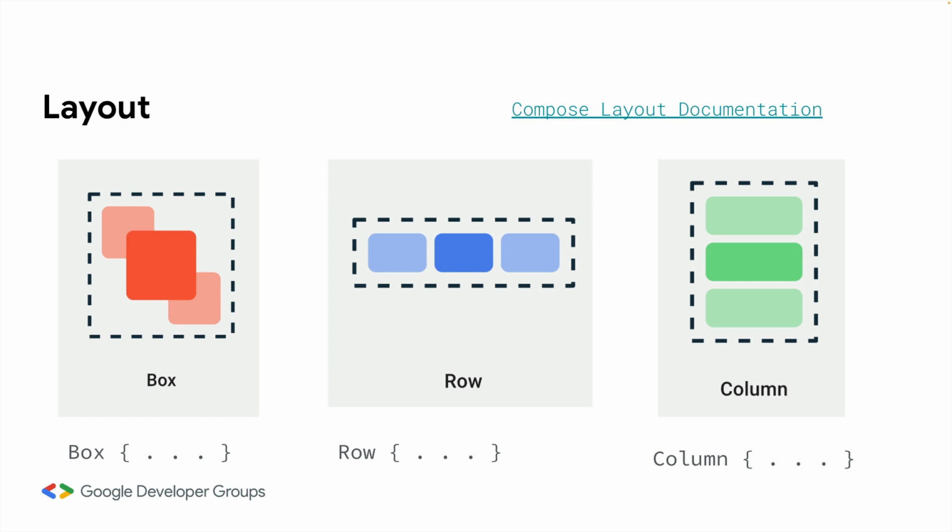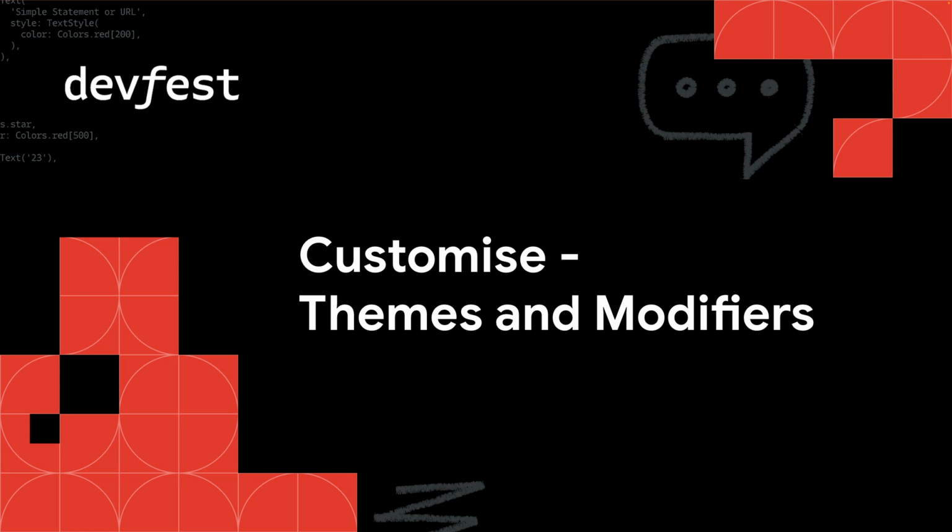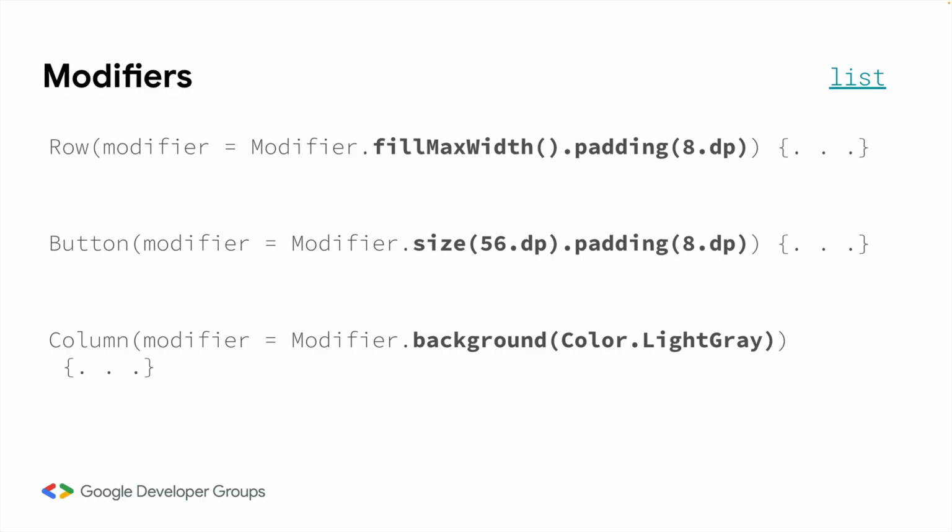You can safely nest these different layouts. So now we know what we can place on the screen, and we know how we can place it on the different screens. Now we might want to customize our components and our screens, and you do the customizations with either themes or modifiers. Let's look at modifiers first.